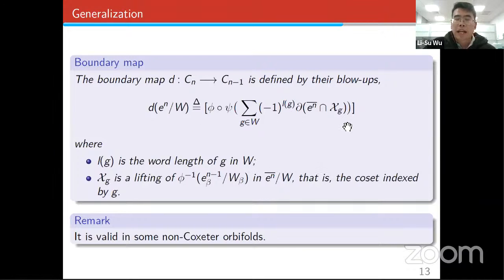These ideas can be used in many non-Coxeter orbifolds. We will give an example at the end. I think this will be valid in all orbifolds, but I can't give a classification of all finite groups acting on R^n.